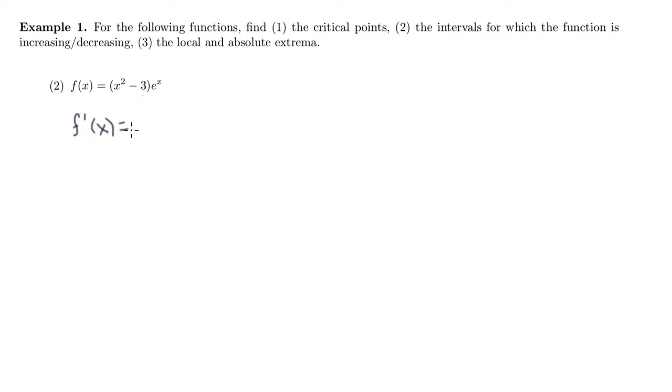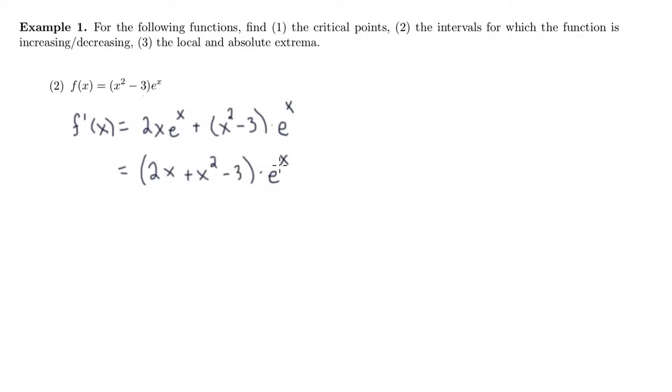Again, this is a product of two functions, so we need to use the product rule. So we have 2x times e to the x plus x squared minus 3 times e to the x, which we can actually simplify pretty nicely. So notice that both of these terms have a factor of e to the x. So this is 2x plus x squared minus 3 times e to the x.